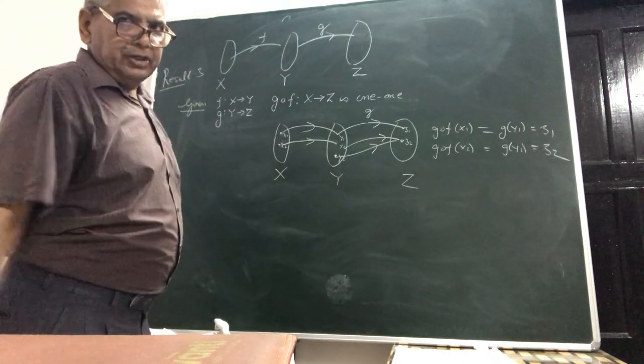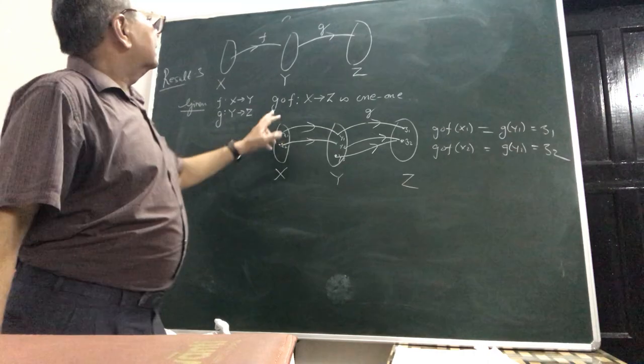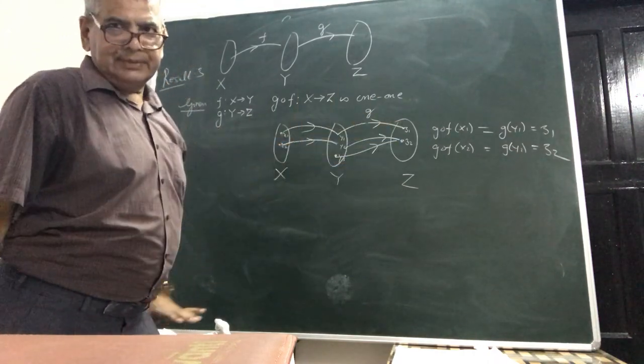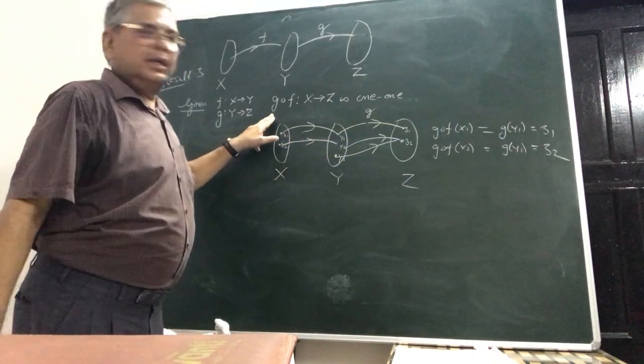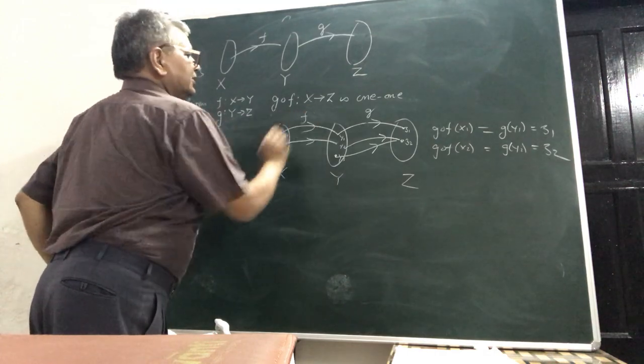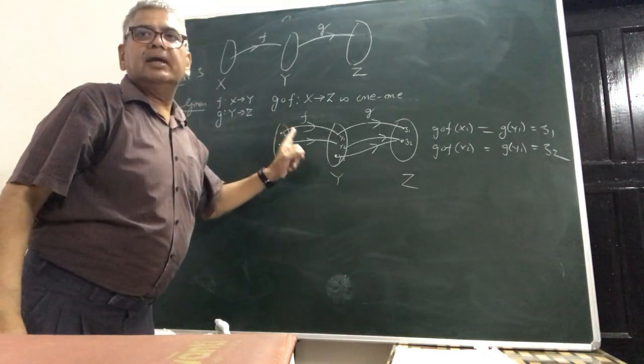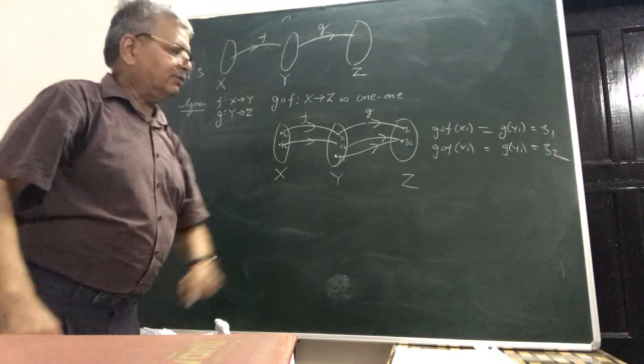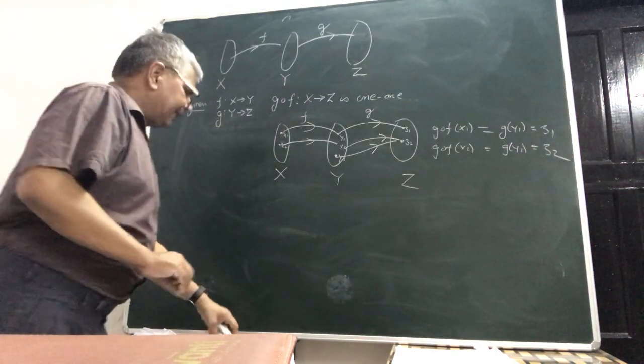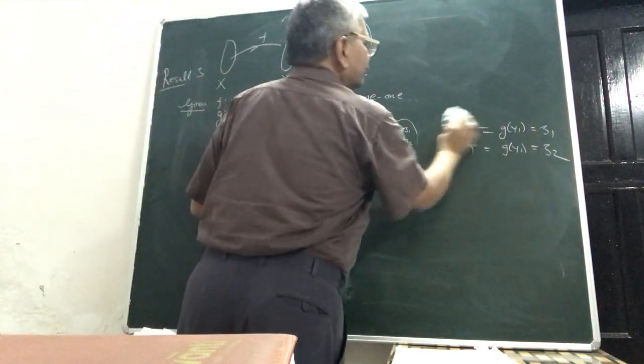But now what we are going to prove in the next result is that if at all g∘f is 1-1, then we will show that the function f has to be 1-1. So this result we will prove right now.